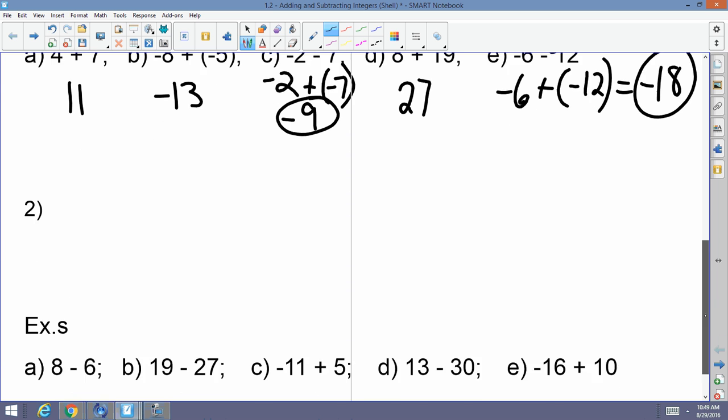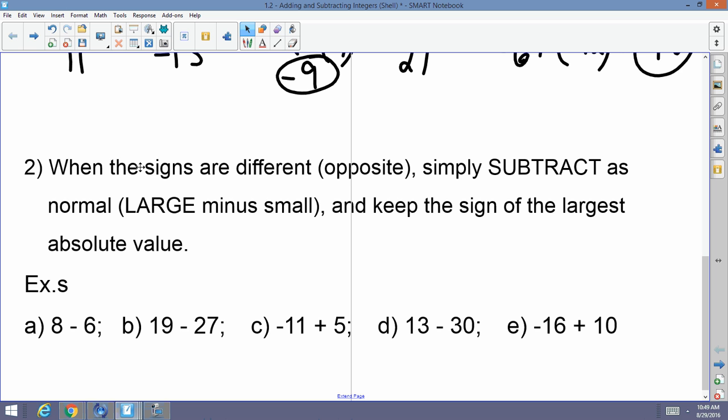Rule 2. When the signs are different, when they're opposite, you're going to subtract as normal. Sometimes people don't realize what as normal means. When you're going to subtract as normal, that means you're going to take the small number from the large number. So you're going to subtract as normal. That's large number minus small number. And then you keep the sign of the largest absolute value.